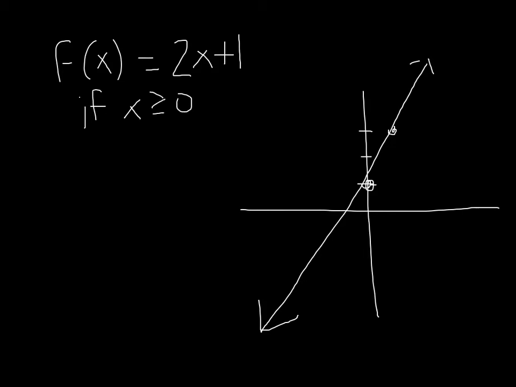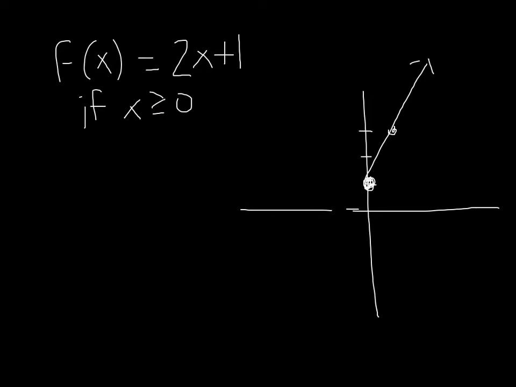So we take an eraser and we just erase the part that we don't want to keep. Let's see, greater than or equal to 0. So we're going to erase all that. And we're just going to keep that. And this is a solid dot here because of the or equal to right there. This makes it a solid dot.